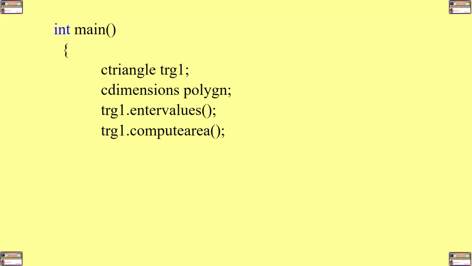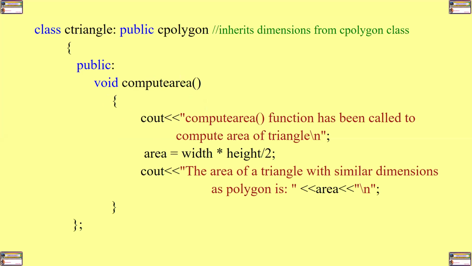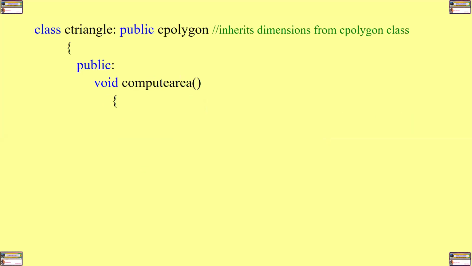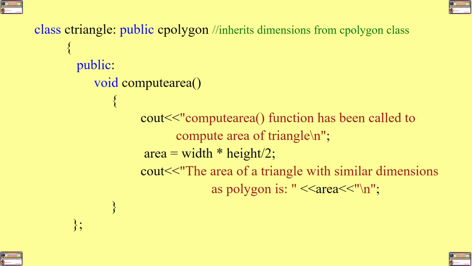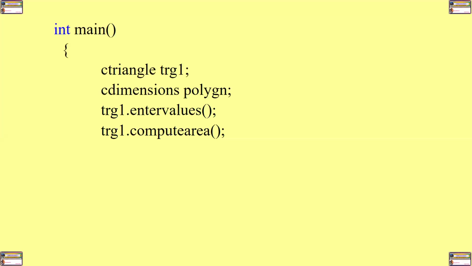So the method called compute area will be invoked. Once the statement is executed, the compute area method will be executed. So the control will be brought to this class and perform this activity here. And once this statement is executed, the control will be taken back to the main function. Next, this statement will be invoked.